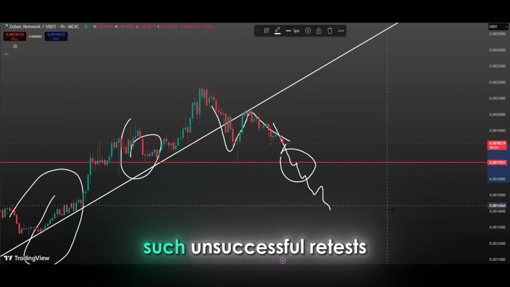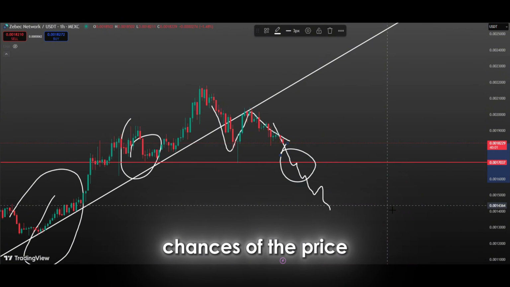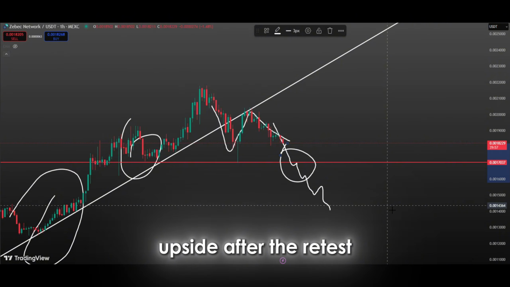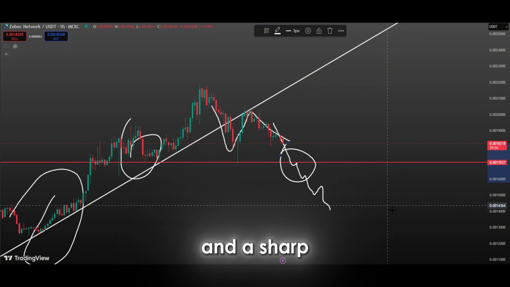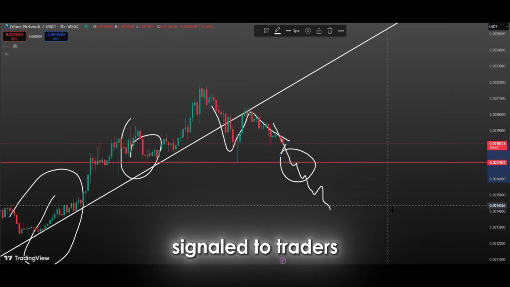Such unsuccessful retests, especially after trend breakouts, significantly increase the chances of the price starting a new downward wave. And at this point, that's exactly what happened. The price reacted weakly to the upside after the retest, but the seller's pressure prevailed and a sharp retracement took place from this area. Not only was this decline technically expected, but it also signaled to traders that a new trend reversal may have begun.